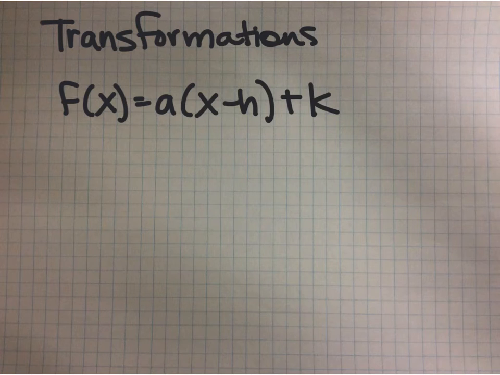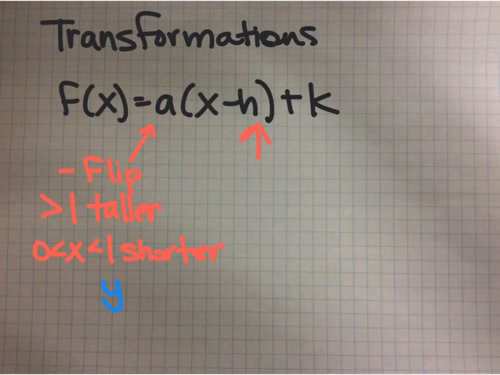All right, today we're going to review transformations. First, the A: remember, if it's negative, it will cause the graph to flip over. If it's greater than 1, it'll cause the graph to get taller. If it's between 0 and 1, it'll get shorter. All of these changes change the y coordinate of the point.